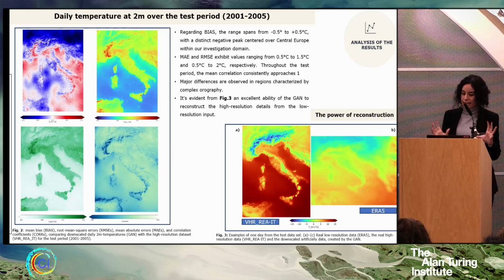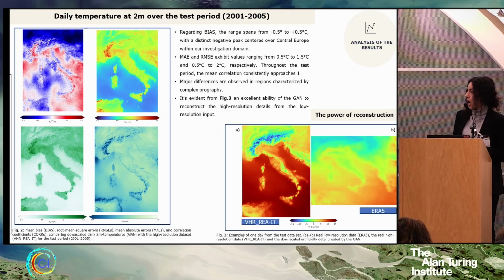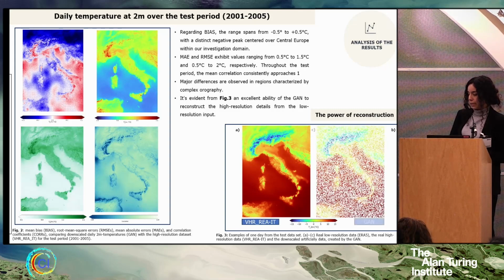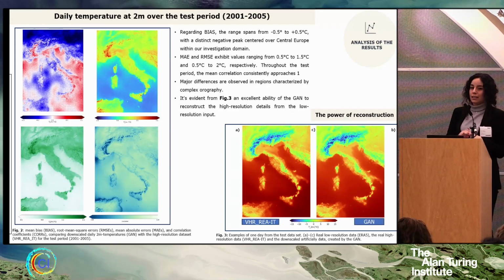About the results, the first step is to evaluate the power of the reconstruction of the GAN. At left, you can identify the VHR real dataset for 1 random day during the test period, and at right ERA5. We start from ERA5, and we would like to obtain the details of VHR. After 100 epochs, we obtain with the GAN this result. We have the same patterns and very, very similar values, but it is only a qualitative check.